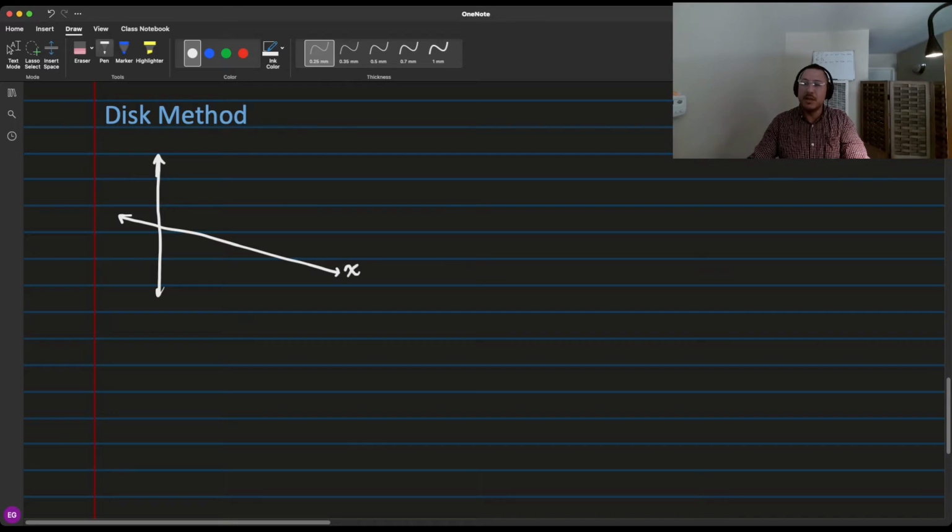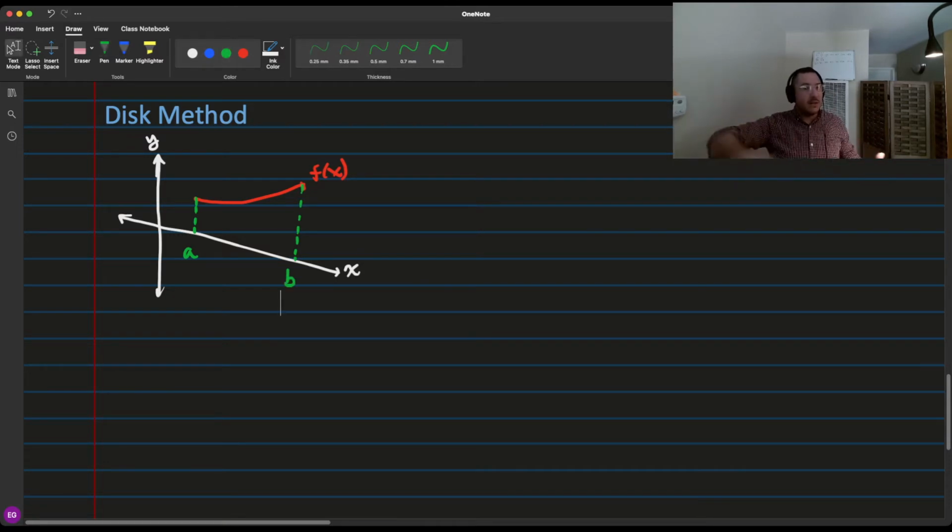for the disk method. Here's the x, here's the y. You have that function f of x like so, and you're interested in going between x equals a and x equals b. And you're going to make a solid of revolution by spinning that around, yes? Okay, so remember, how's this going to work? We're going to partition the x-axis into a bunch of points, right? Those points are our xi's, and the xi's are going to be a plus delta xi. And what is delta x equal to? It's still equal to b minus a over n.